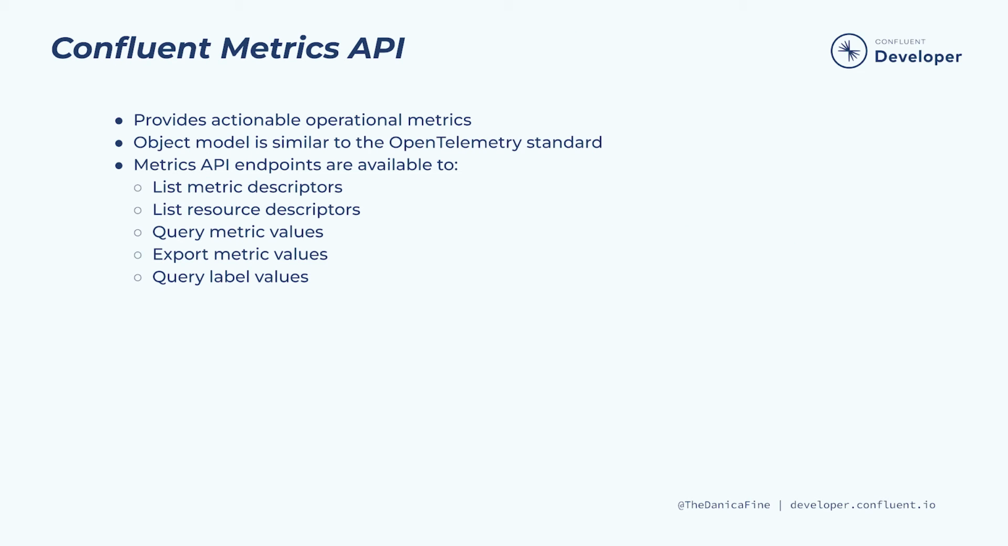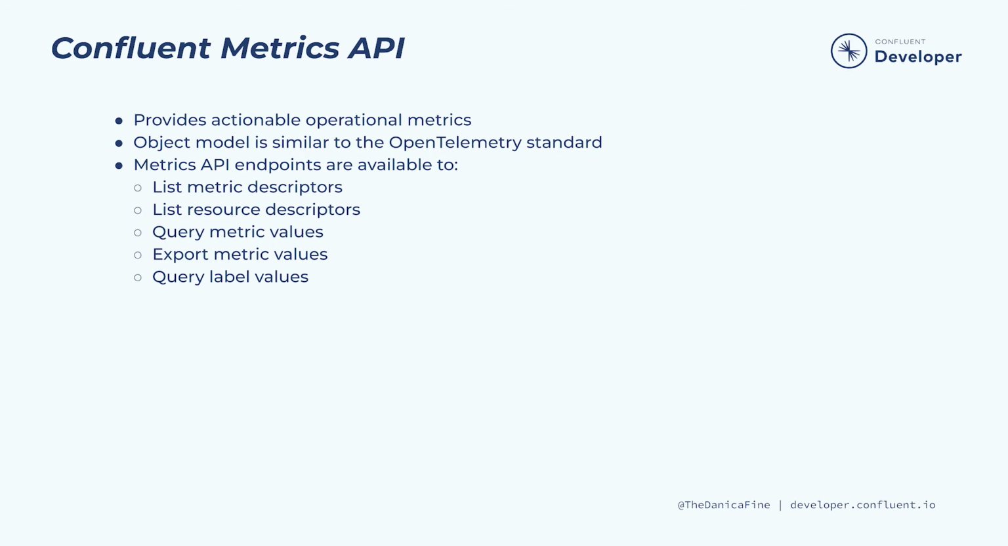To get metrics outside of the Confluent Cloud Console, the Confluent Cloud Metrics API is there to provide actionable, operational metrics about your Confluent Cloud deployment wherever you need them. This is a queryable HTTP API in which the user will post a query written in JSON and get back a time series of metrics specified by the query. The object model for the Metrics API is designed similarly to the OpenTelemetry standard. Metrics API endpoints are available to list metric descriptors, list resource descriptors, query metric values, export metric values, and query label values.